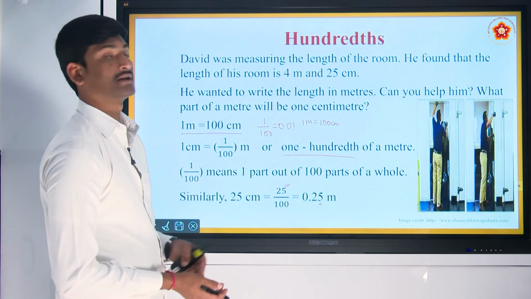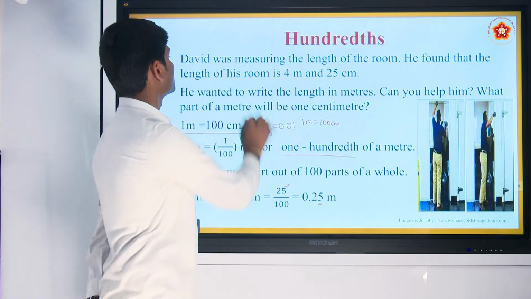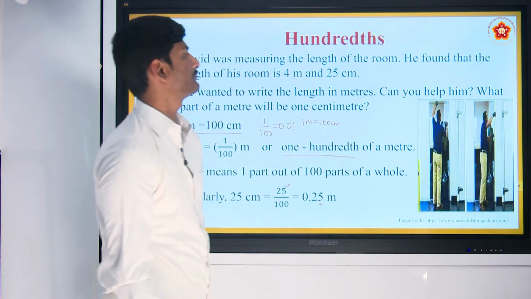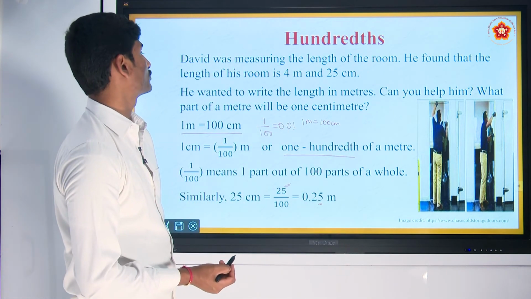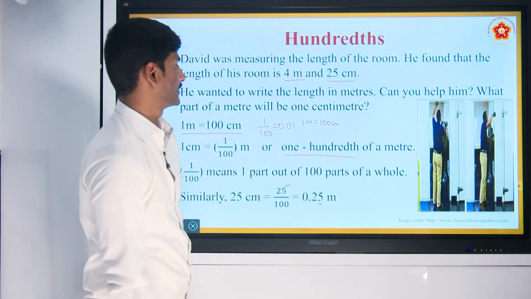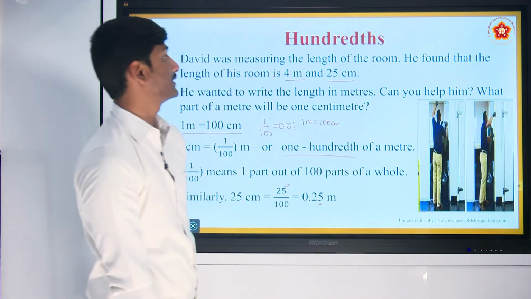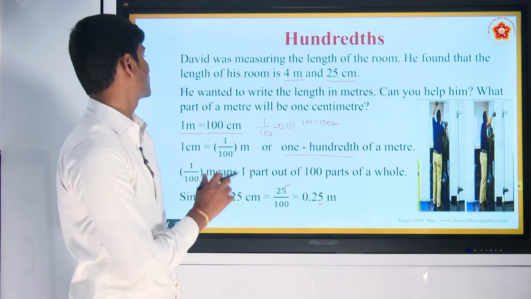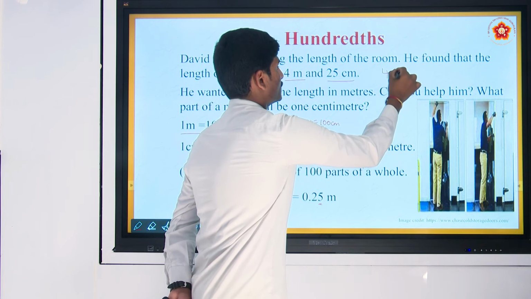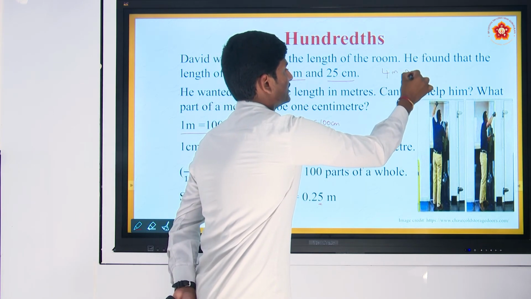Here is one situation example. David was measuring the length of the room. He found that the length of his room is 4 meters 25 centimeters.